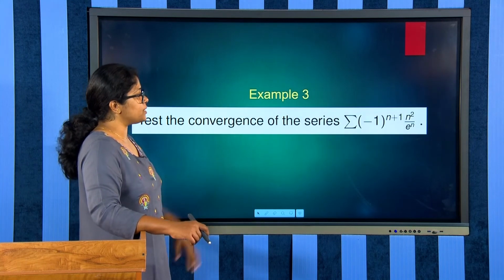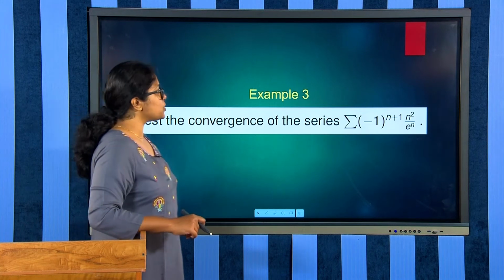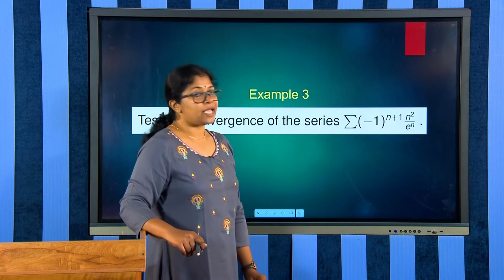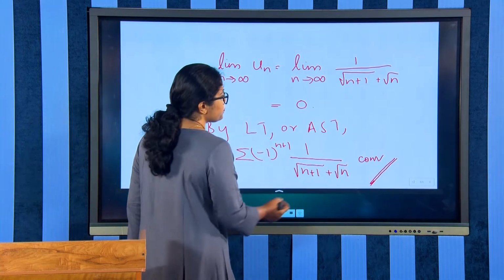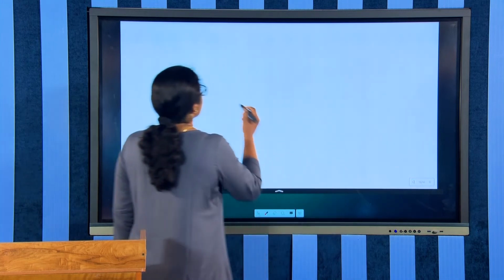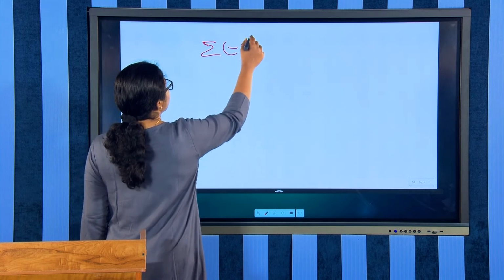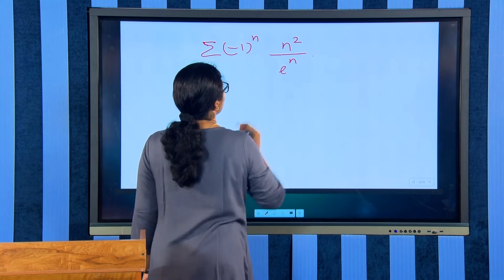So, using this test, let us see an example. Test the convergence of the series summation of (-1)^(n+1) n^2 / e^n. So, let us see the example: summation of (-1)^n n^2 / e^n.